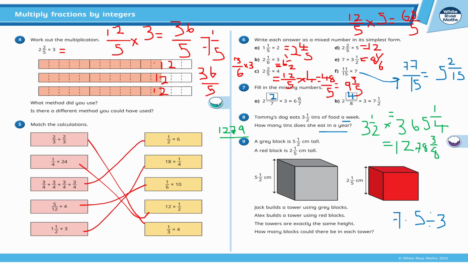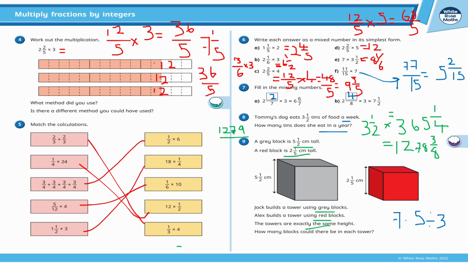Question number 9. A grey block is 5.5 centimeters tall. A red block is 2 1/5 centimeters tall. Jack builds a tower using grey blocks. Alex builds a tower using red blocks. The towers are exactly the same height. How many blocks could there be in each tower? Well, let's just go for a whole number.